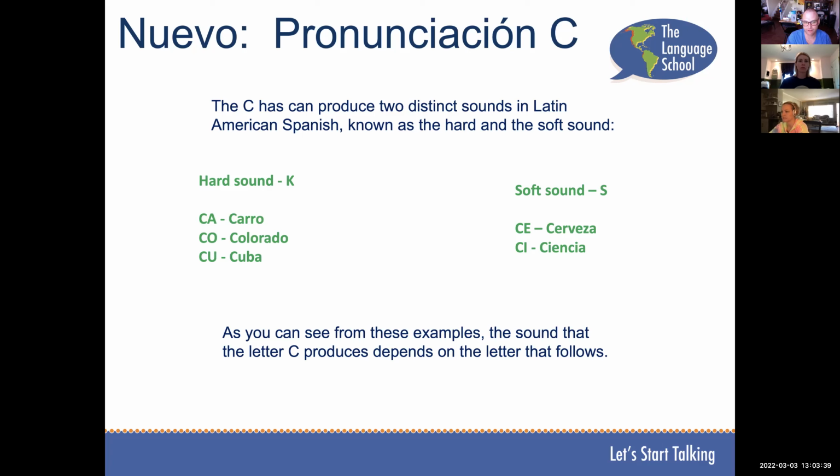For example, repeat after me. Carro, Colorado, Cuba. So that is if it's followed by an A, O, or U, okay? It produces the soft sound if it's followed by an E or I, right? Like cerveza, ciencia. Muy bien.